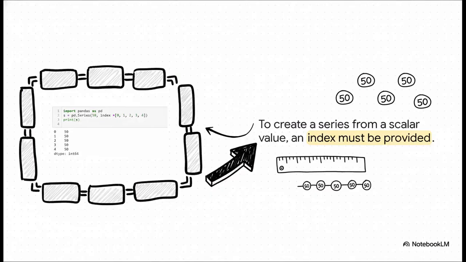Now check this out. Here's a pretty cool trick. You can actually create a series from just a single number, like the number 50 here. But there's one catch. You have to give it an index. And when you do, as you can see, Pandas is smart enough to just repeat that single value for every label in the index you provided. It's a super fast way to make a series where everything is the same.